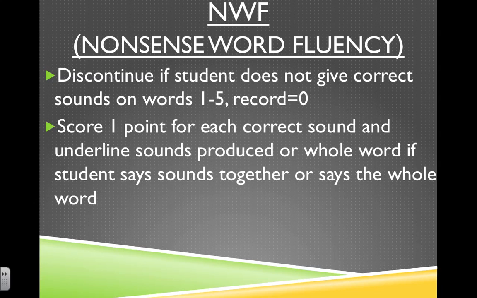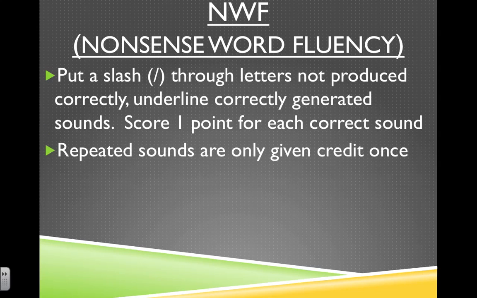You're going to basically score 1 point for each correct sound, and when they get a correct sound, you're going to underline that sound that the student produced, or if the student is opting to say the whole word, then for every sound that they get correct, or the whole word if they get it correct, you'll underline the whole word. You're going to put a slash through any letters that are not produced correctly, and once again, you're going to underline any correctly generated sounds. So anytime the student correctly says the sound, you're going to underline it. And each time they get it correct, you're going to give them a point.